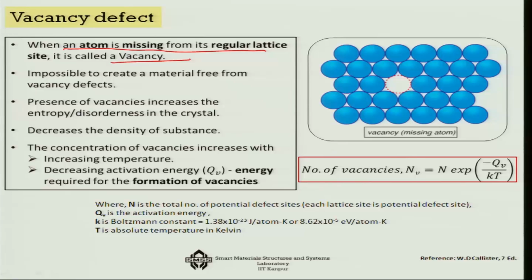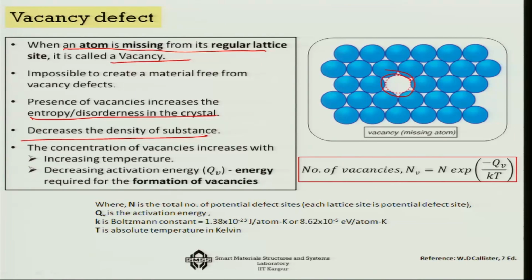Here is an example: you have a regular structure, and suddenly one atom is missing here. So, there is a vacancy here. Naturally, the presence of this vacancy increases the disorderliness or the entropy in the crystal. That is one thing. What else is happening? It actually decreases the density of the substance, because there is nothing there, there are voids in the atomic structure. So, it is going to decrease the density.